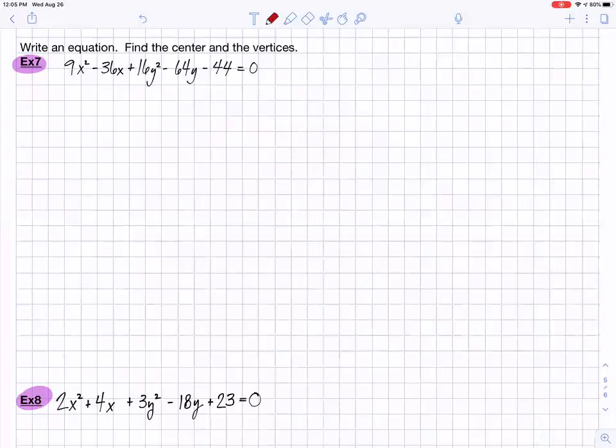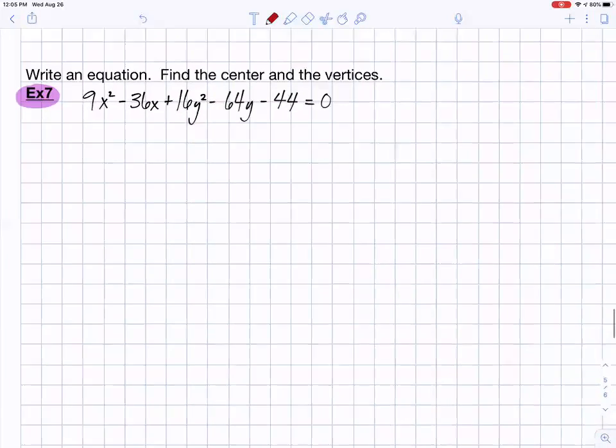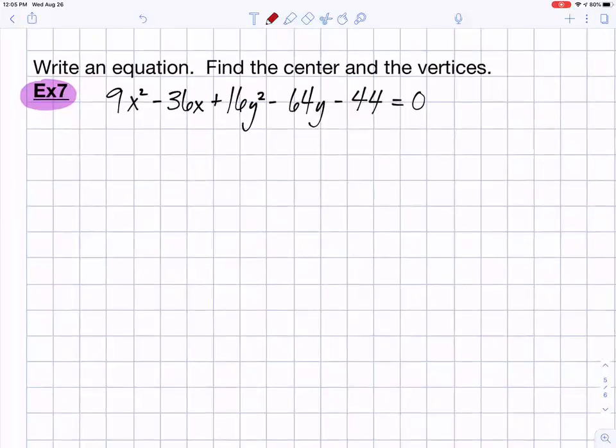Okay, so you see number 7, and what does your brain say? Oh boy. Why? It's not in standard form. And what am I going to have to do? How am I going to put it in standard form? I've got to complete the square.